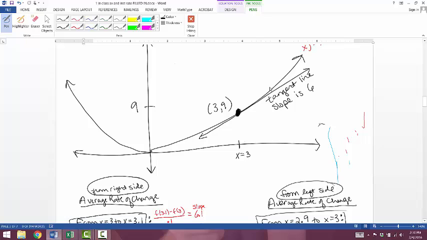The secant lines themselves got closer and closer and closer to being this tangent line. The slopes of those secant lines got closer and closer and closer to being the slope of this tangent line. This number 6 is the instantaneous rate of change at x equals 3. It's not an average rate of change. It's right at the instant when x equals 3. The rate of the function is 6.